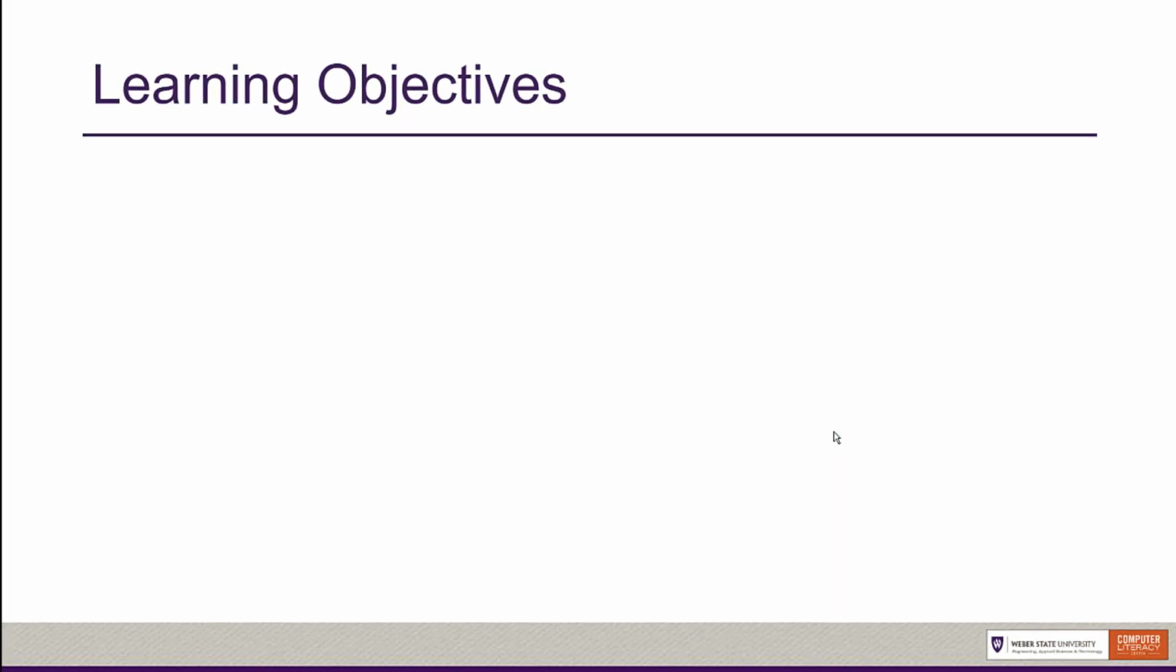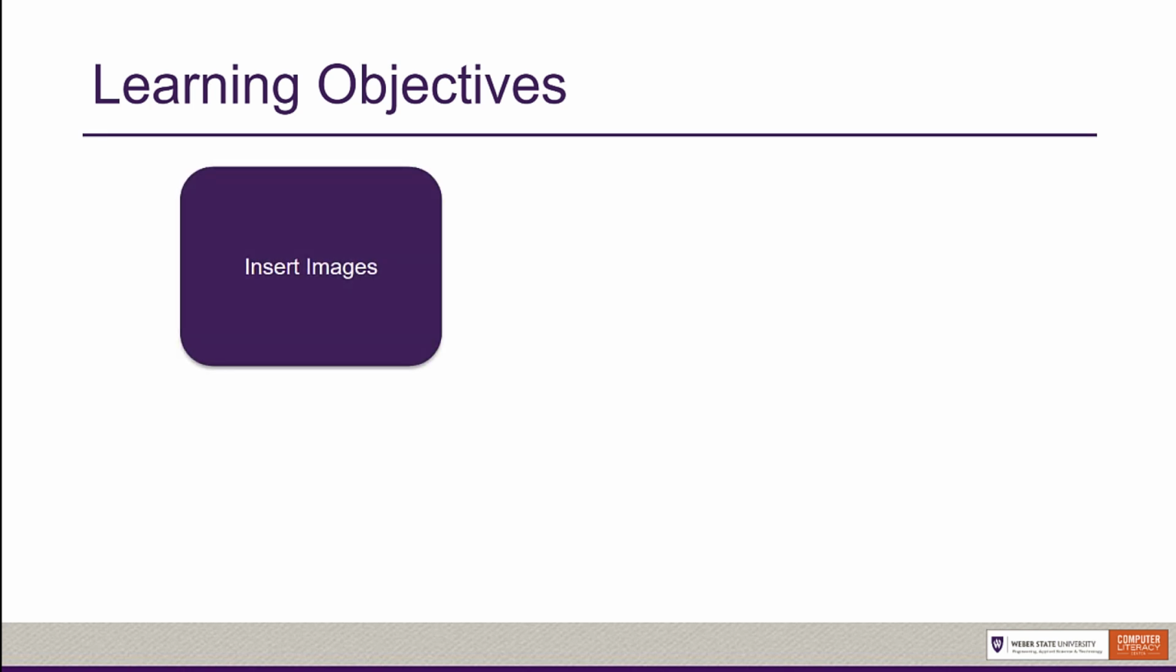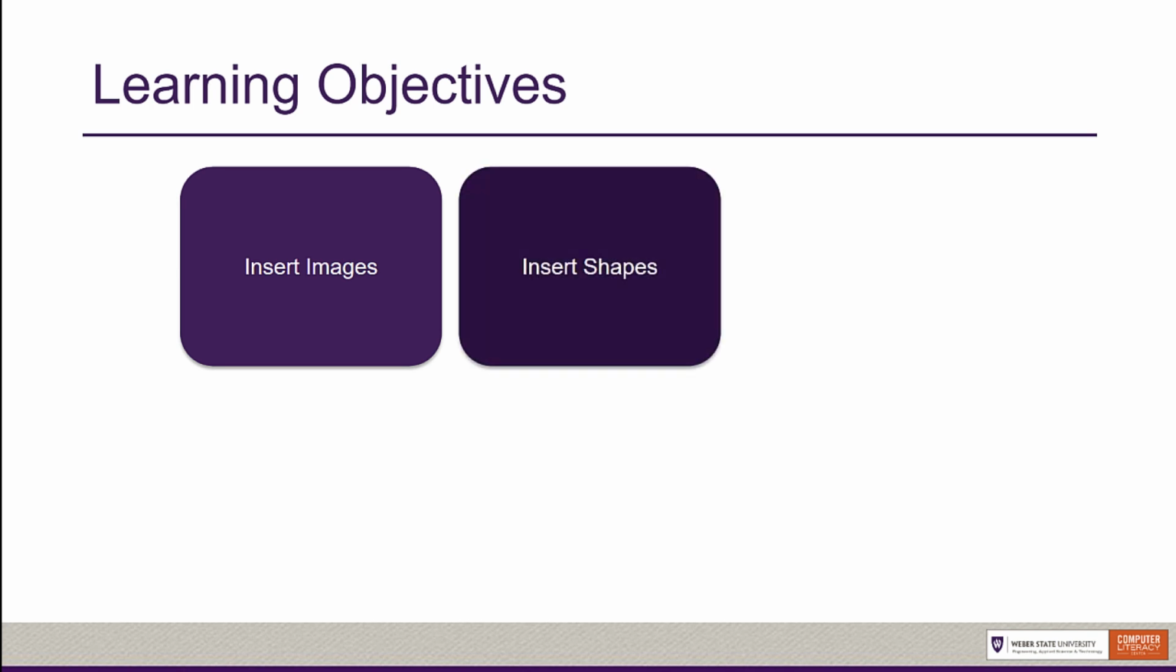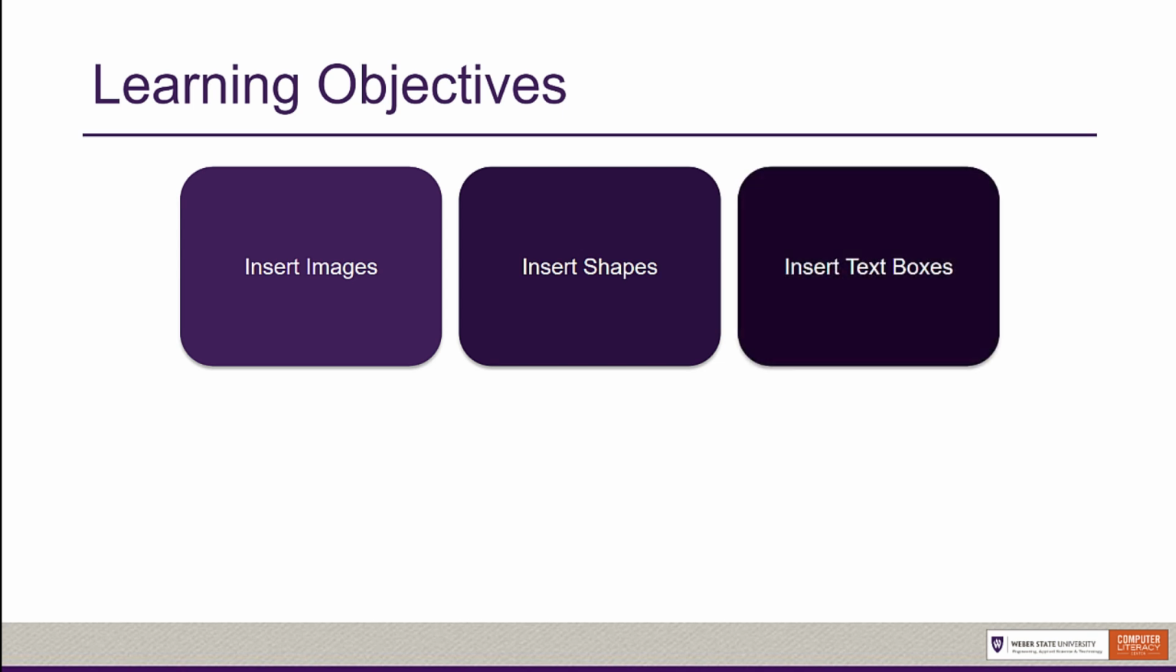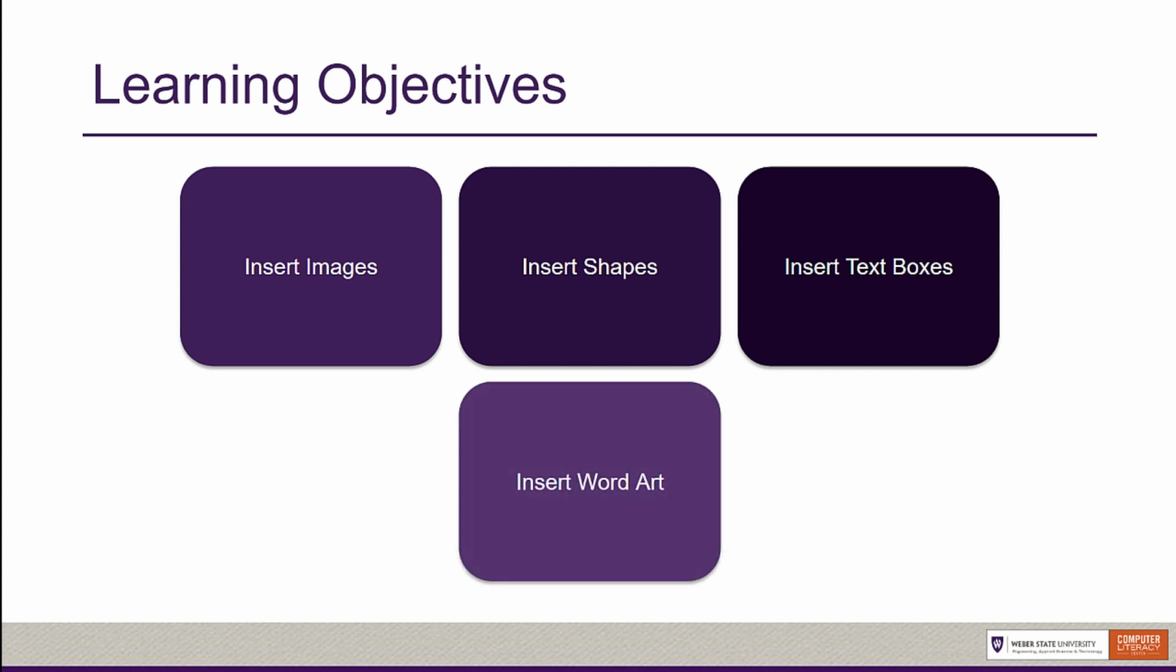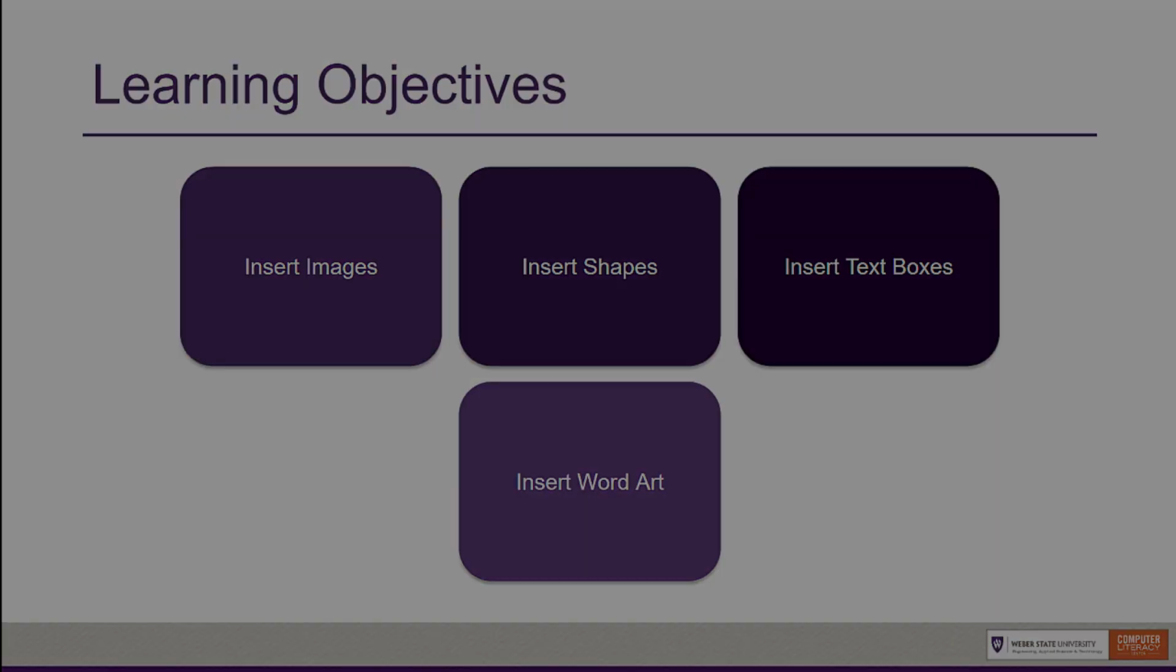In this video, we're going to create a document about libraries. We'll insert images to help readers visualize what we're writing about. We will insert shapes to help readers see important pieces of information quickly, and we will insert text boxes to organize our text so our document stays neat. We will also insert WordArt to create a title that stands out and fits the theme of our document.